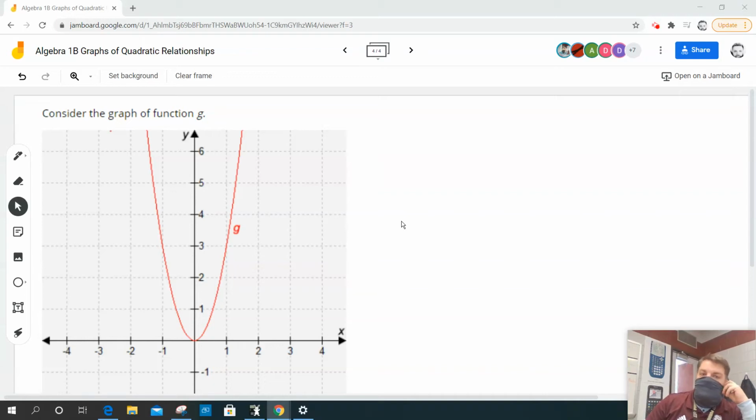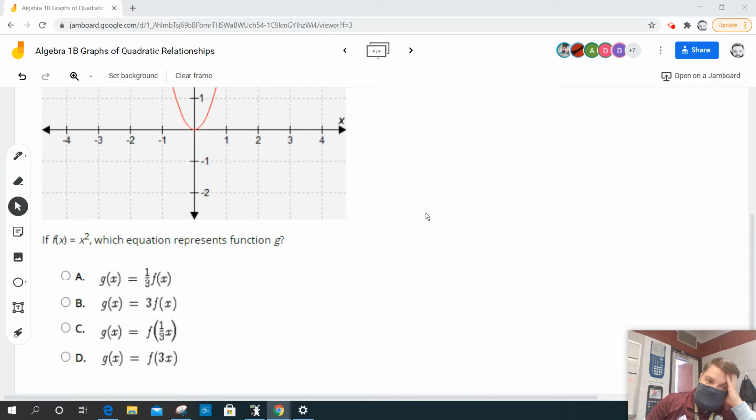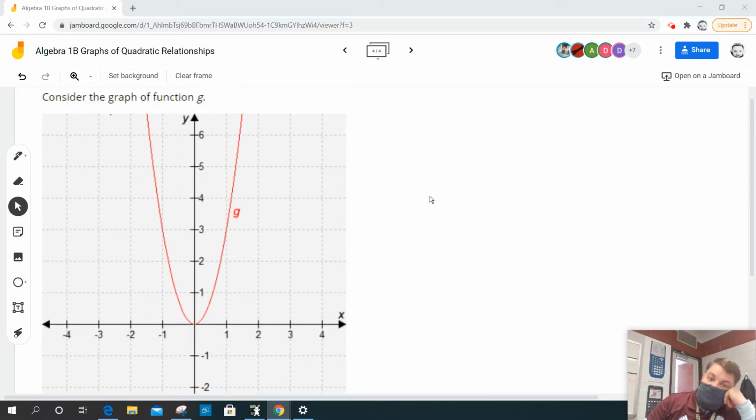All right, it says consider the graph of the function g. And then it says if f of x is x squared, which equation represents g? Now, g looks a little skinnier. All right, here's what I want to do though.